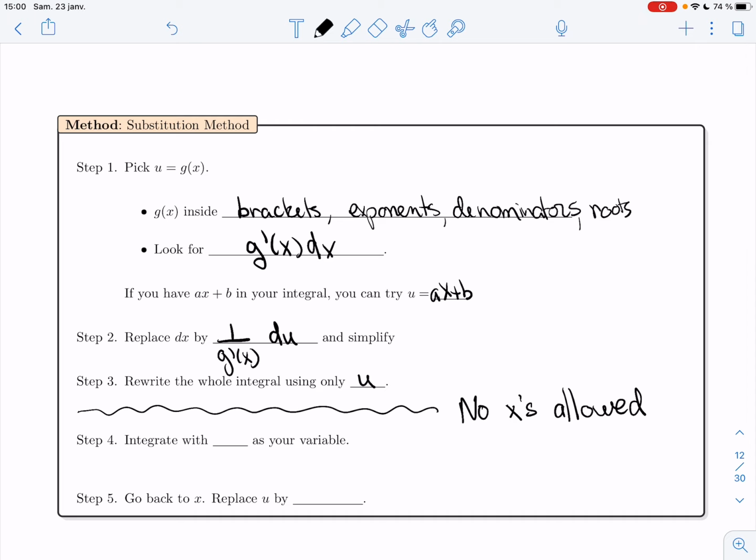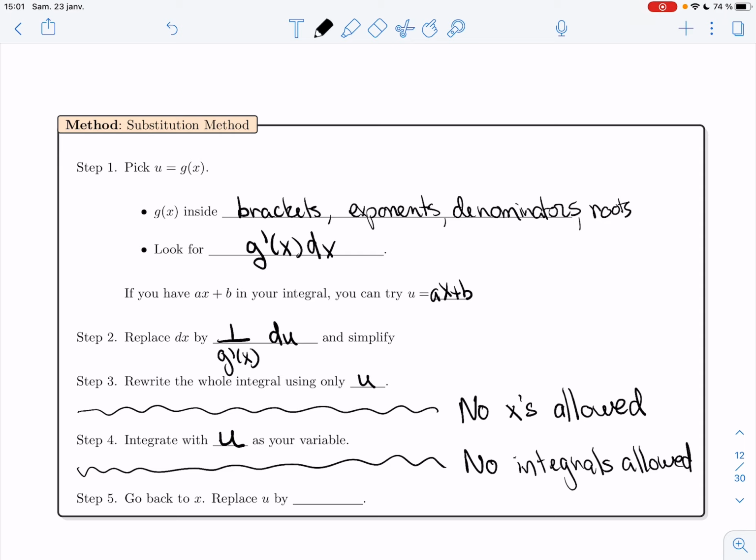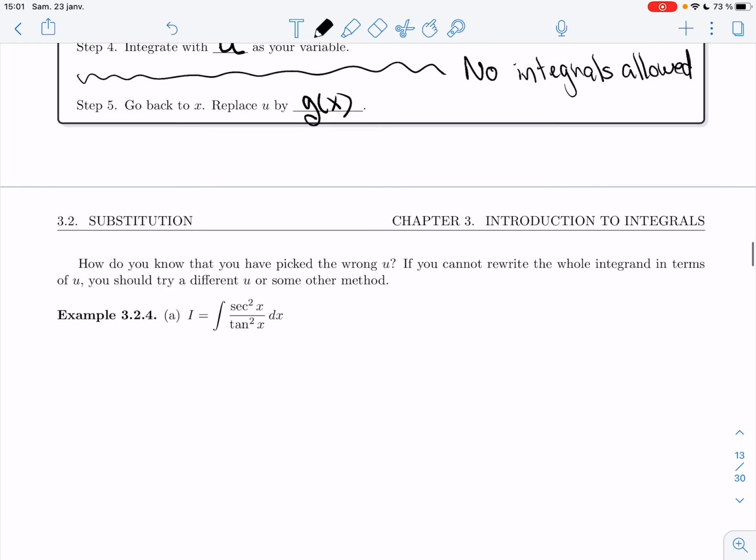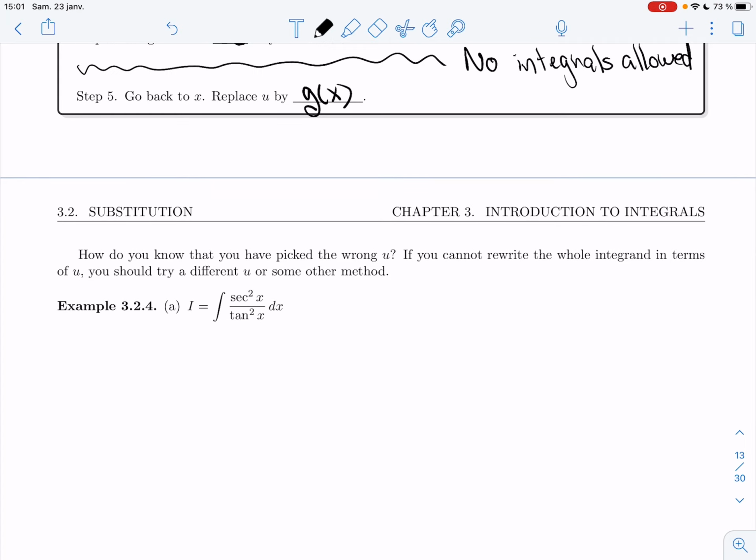Once you've written your whole integral in terms of u, you need to integrate with u as your variable. And then once you're done, you should have no integrals. So once you've gotten rid of all integrals, you go back to x, replace u by g of x. All right, so in the next video, I'll show you 2 examples where your first guess of what to take might not be the right one, or there are 2 possibilities, and we'll see how the 2 clues come into play.